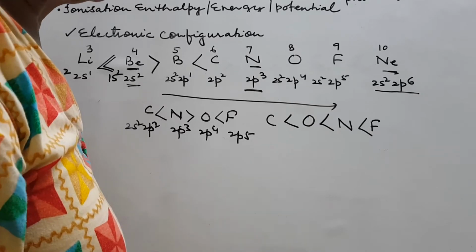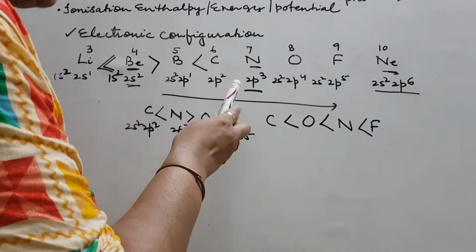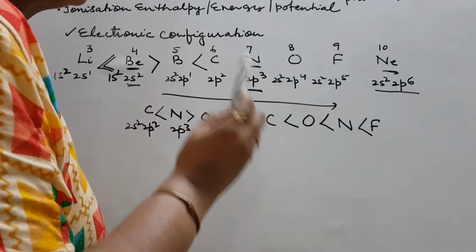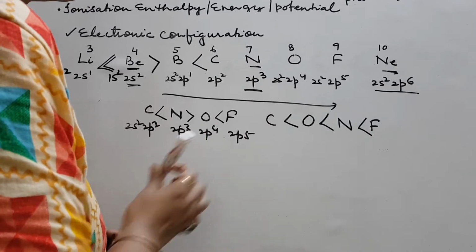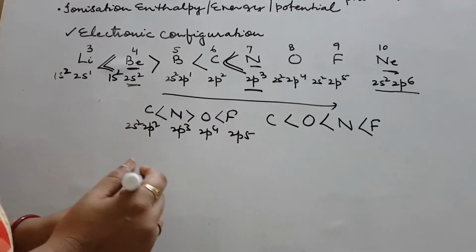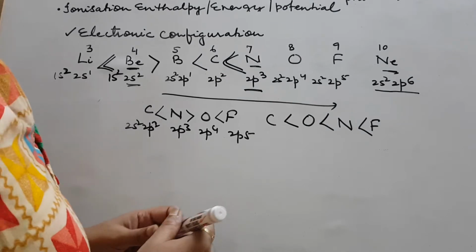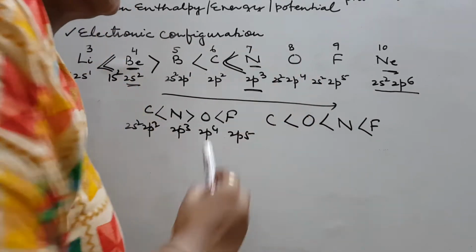Come to carbon and nitrogen. Nitrogen is smaller in size, fine, it should have a high value. At the same time, children, p2 and p3 is exactly half filled, very stable. Hence, there is again a sudden rise in the value of IE of nitrogen. A good jump is there. Then come to nitrogen and oxygen.